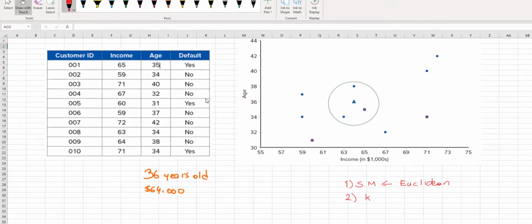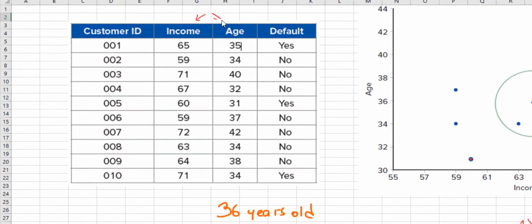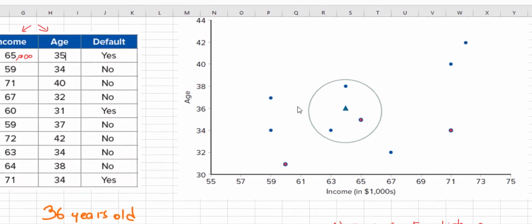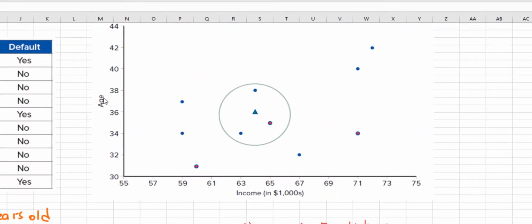Here, in this example, you see that income and age do not have a similar scale because income is in thousands, while age is in the 35 to 40s. Therefore, we need to first standardize the data before calculating Euclidean distance between observations. To show this process, here you see a scatter plot of age against income for the 10 past customers, where customers who defaulted on the loan are labeled with a red marker and customers who didn't default are labeled with a blue marker.